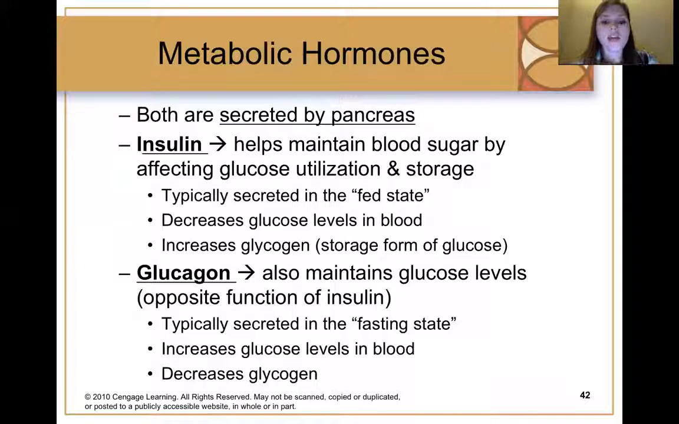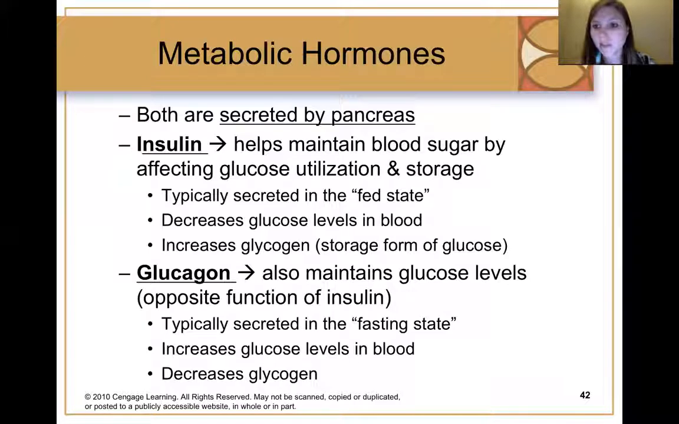And so insulin will actually cause glucose to be used for the production of ATP, and then it will be causing glucose to be stored because you just got fed, you have excess glucose, you don't really need all of it in the blood, so it will store it for later use. So insulin will increase glycogen, and glycogen is just the storage form of glucose. That's what that means. So that's how insulin helps maintain glucose.